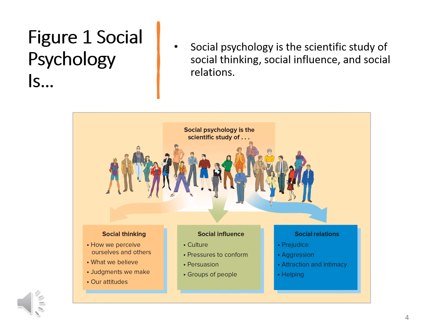Social influence. This is part of our culture, and not just our culture in terms of where we came from and our family, but also the culture of the community that we live in, the pressure that we feel to conform to others around us, how easily we are persuaded or not, and obviously we're influenced by the groups that we hang around and associate with. Social relations relates to prejudice, aggression, attraction and intimacy, as well as our desire to help others.